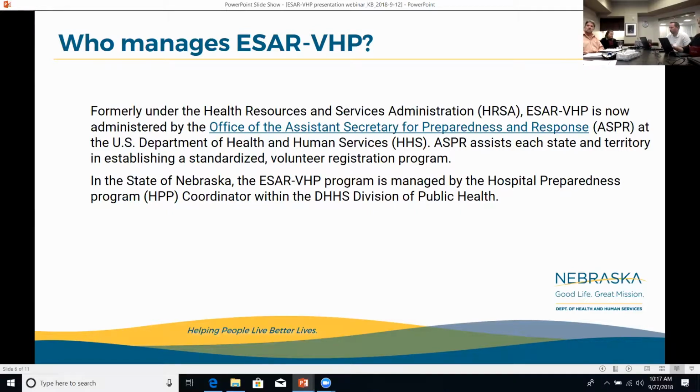In the state of Nebraska, the ESAR-VIP program is managed by the Hospital Preparedness Coordinator within the Department of Health and Human Services, Division of Public Health. We currently are in transition with that position, but in the next week or so, that position will be announced and you will be referred to that person.